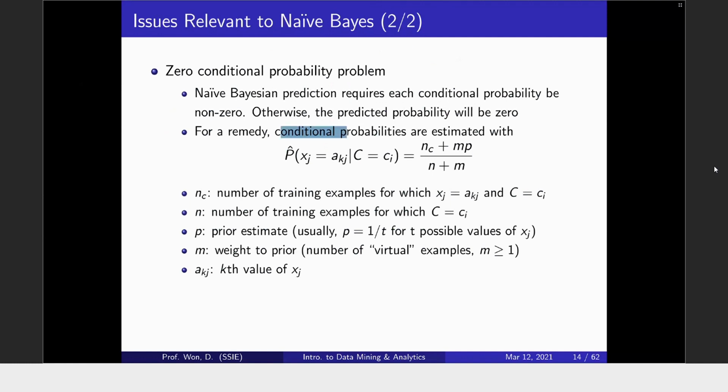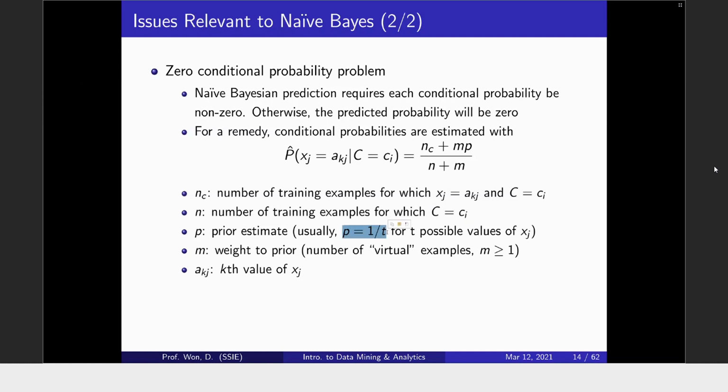Conditional probability, we estimate these kinds of things. For example, let's define NC as the number of training examples matched in a case, and N as the number of training examples for all the cases. Then the prior estimate P, we just estimate as 1 divided by T.